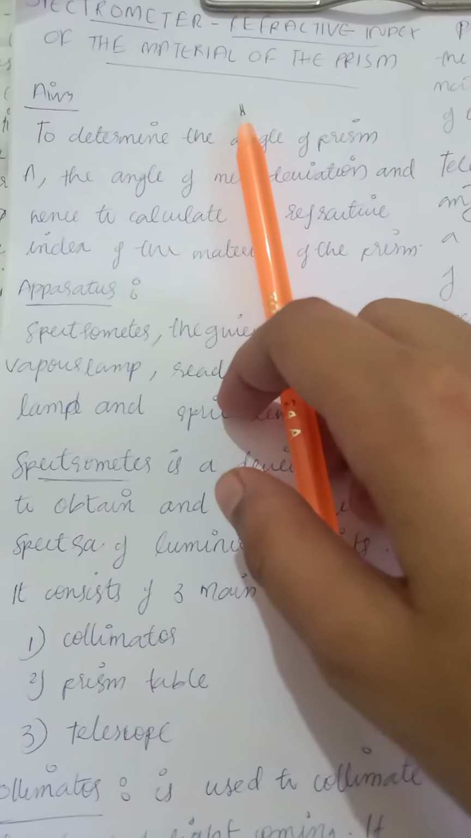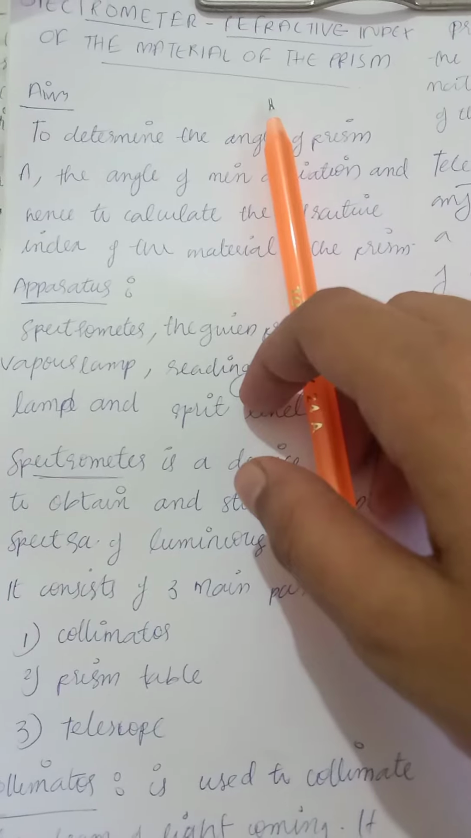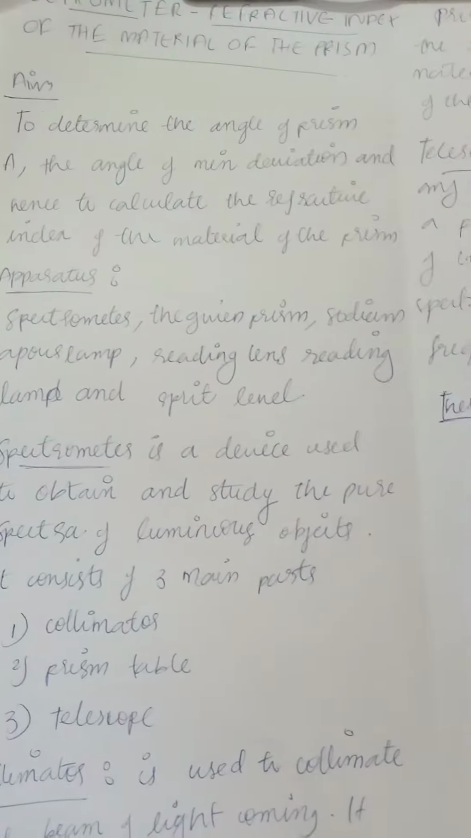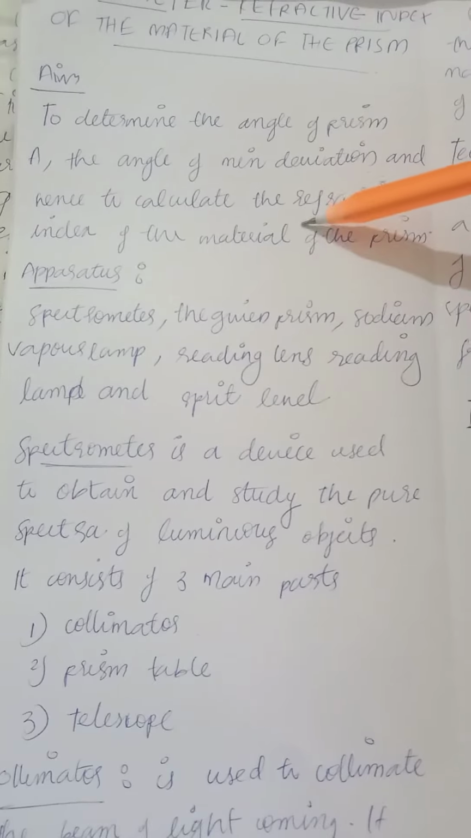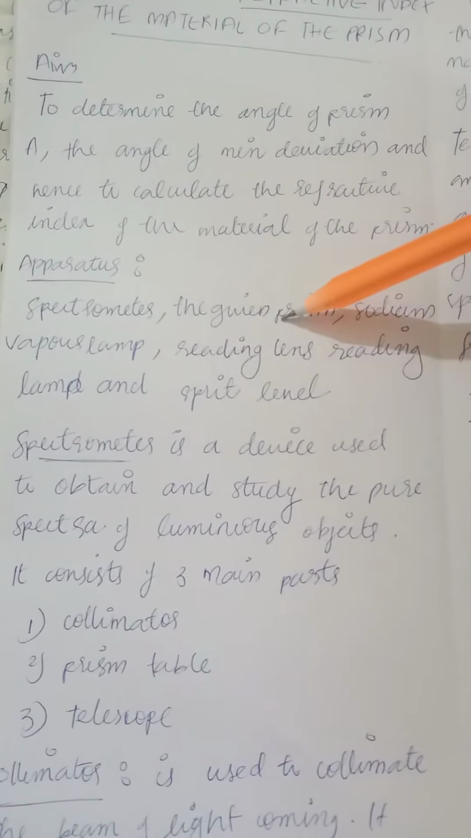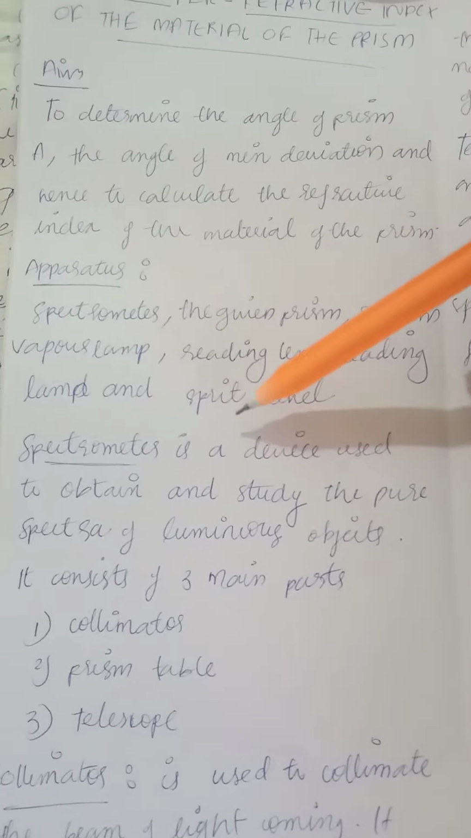Hello friends, today we are discussing the spectrometer: refractive index of the material of the prism. The aim of the experiment is to determine the angle of prism A and the angle of minimum deviation, and hence to calculate the refractive index of the material of the prism. The apparatus are spectrometer, the given prism, sodium vapor lamp, reading lens, reading lamp and spirit level.